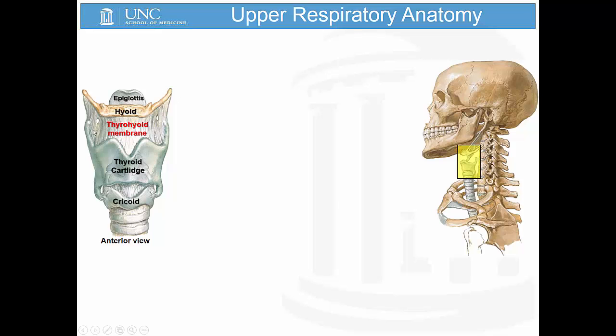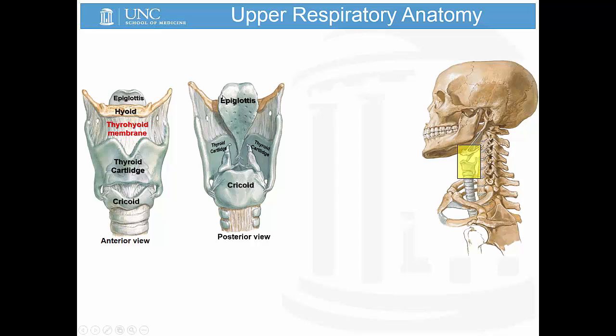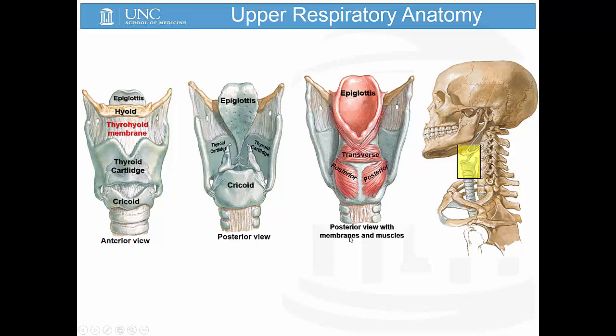Let's turn and look at the posterior aspect of the larynx. Again, note the large epiglottis, the cricoid cartilage, and the posterior surface of the thyroid cartilage. In all of us, the laryngeal skeleton is actually draped with muscles and membranes and appears more like this. Note the epiglottis, some of the intrinsic muscles of the larynx, like the transverse and posterior cricoarytenoid muscles.